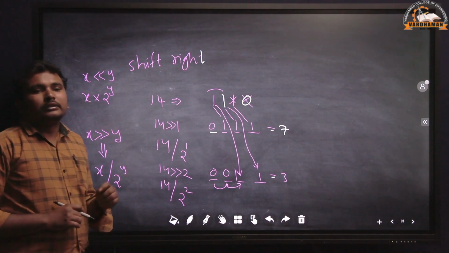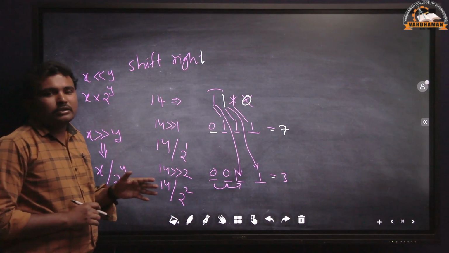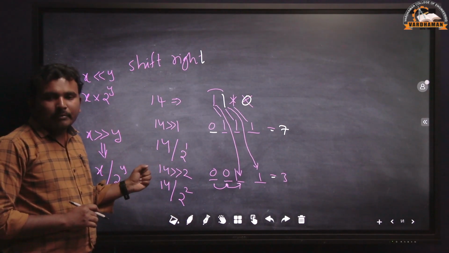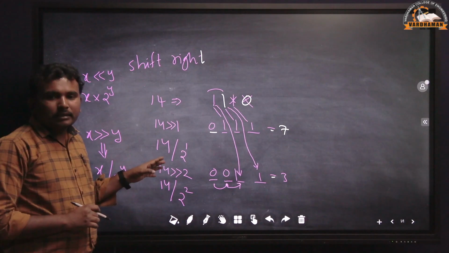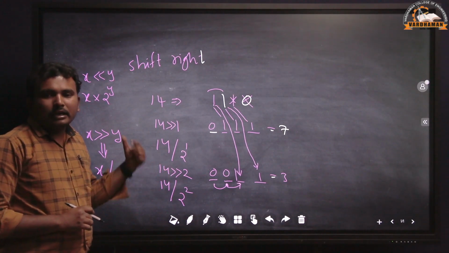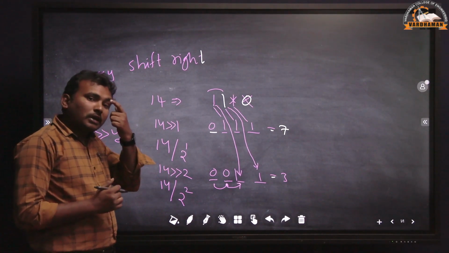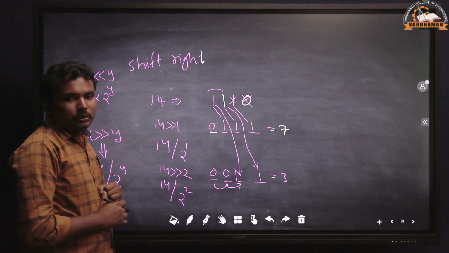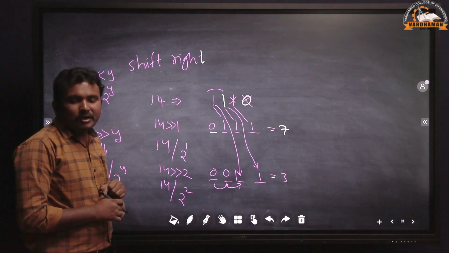Next, shift left: your bit positions are moved towards the left side by the specified number of positions, and that is nothing but multiplying by 2. And right shift: your bit positions are moved towards the right side, that is divided by 2. This is all about bitwise operators.